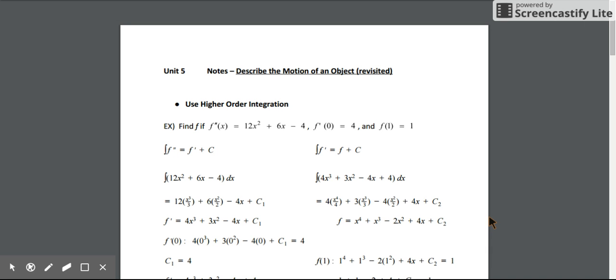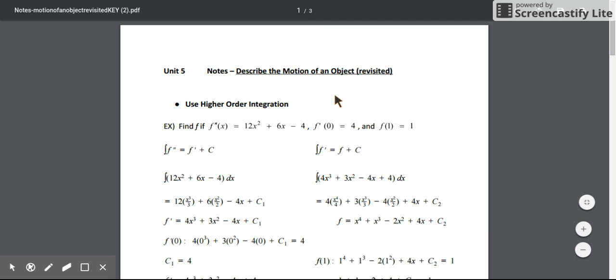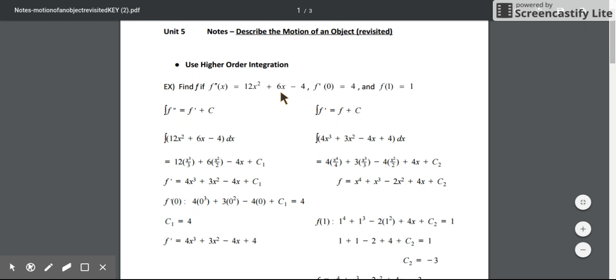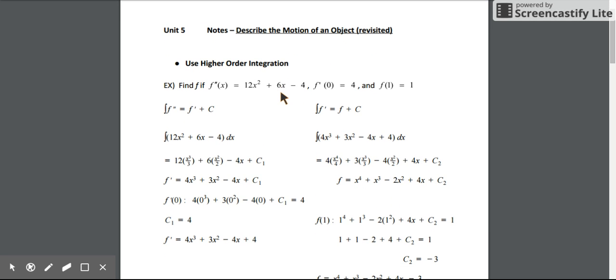In this video, we're going to be describing the motion of an object by using integration. In order to do that, we're going to have to integrate multiple times. So let's make sure we can do that first. So here's an example we can practice with.